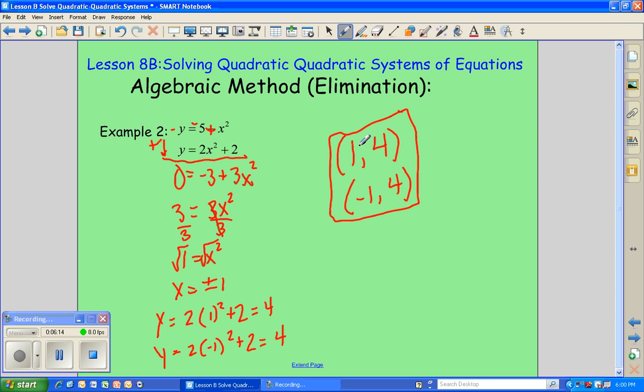And I can check these by plugging the 1 and the 4 back in. Like if I said 5 minus 1 squared, that would give me 4. 2 times 1 squared is 2 plus 2 gives me 4. So these equations, that one checks. If I did the same thing with the negative 1, that would check also. So you can always check your answers.